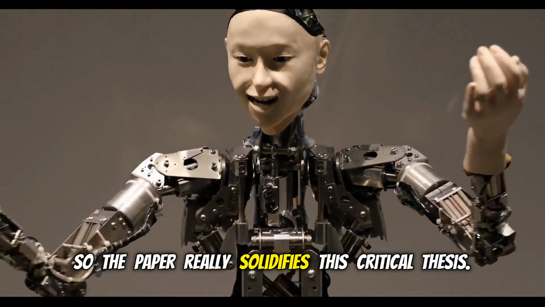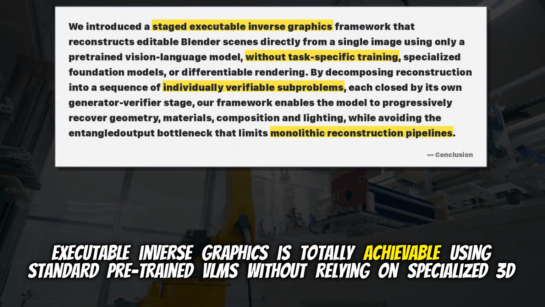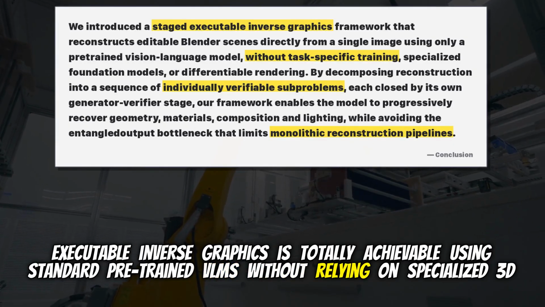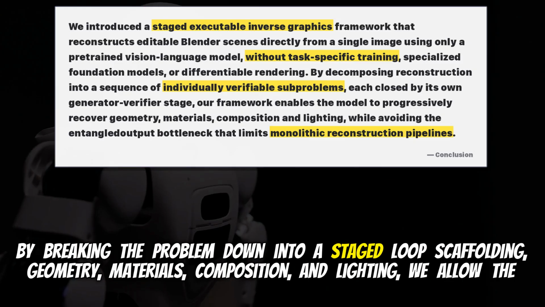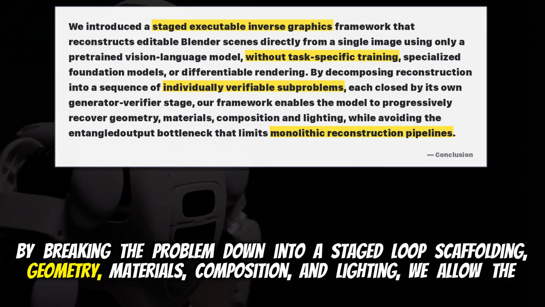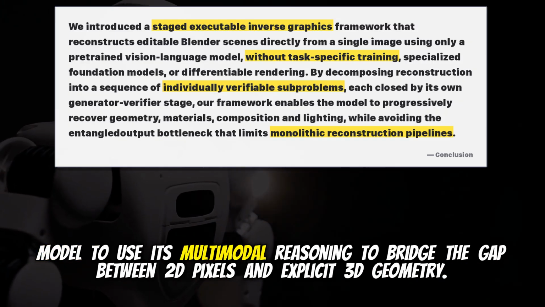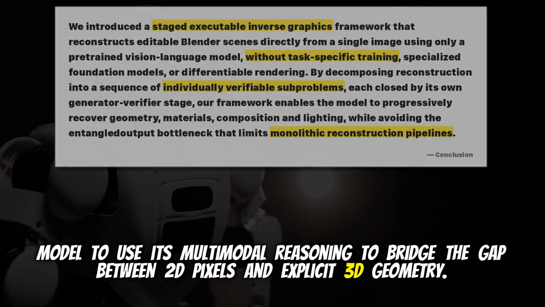So the paper really solidifies this critical thesis. Executable inverse graphics is totally achievable using standard pre-trained VLMs without relying on specialized 3D datasets. By breaking the problem down into a staged loop of scaffolding, geometry, materials, composition, and lighting, we allow the model to use its multimodal reasoning to bridge the gap between 2D pixels and explicit 3D geometry.